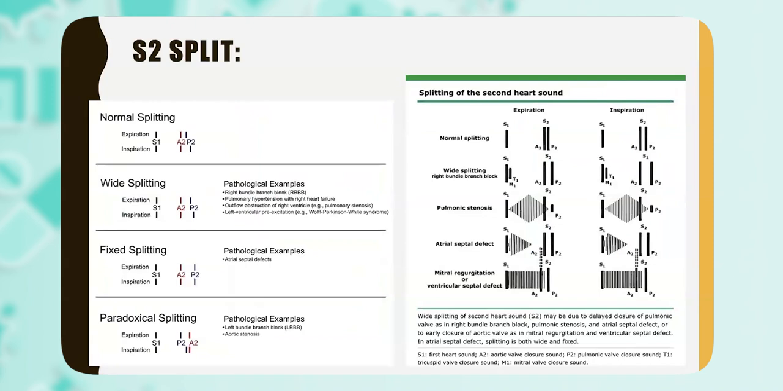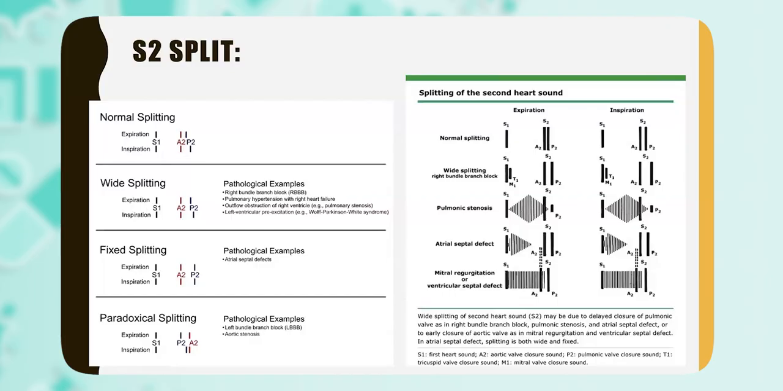Normal splitting, wide splitting, fixed splitting, and paradoxical splitting. Why does splitting occur at all? S1 is also split, but the interval is so small that our ear cannot discern. But S2 we can discern because A2 almost always closes before P2. This happens because of the higher compliance, lower pressure and lower resistance of the pulmonary circulation.